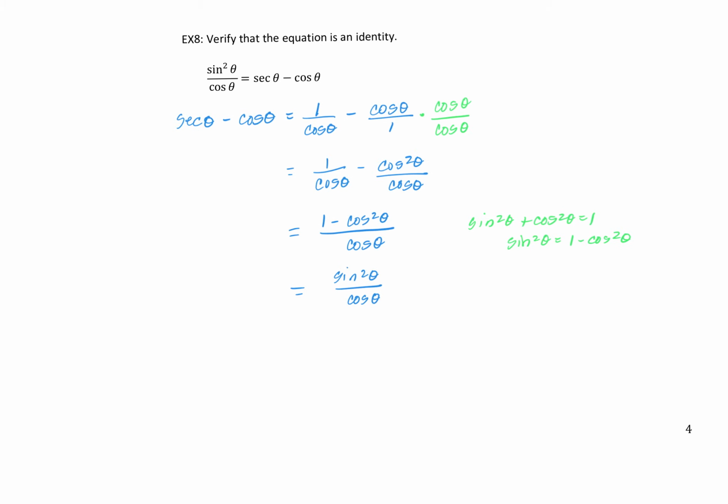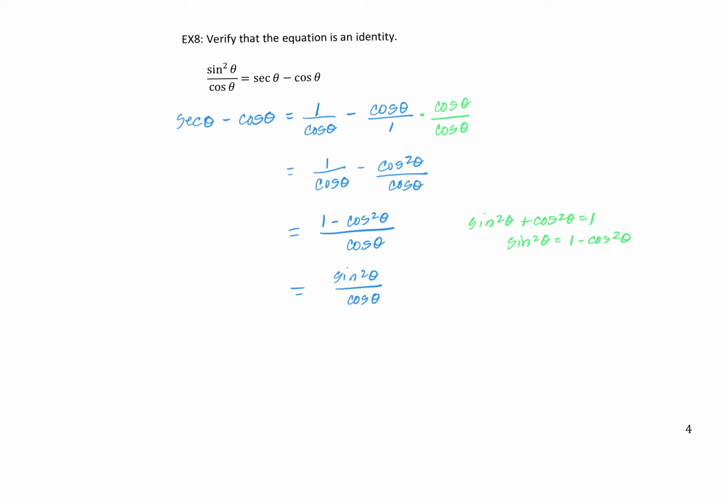And that's it, I'm done. I worked from one side to the other. Now notice that if you don't write down the first step where you start from, you're not actually verifying that secant minus cosine is equal to sine squared over cosine. If I didn't write down the secant minus cosine, all I've proven is that 1 over cosine minus cosine is equal to sine squared over cosine.